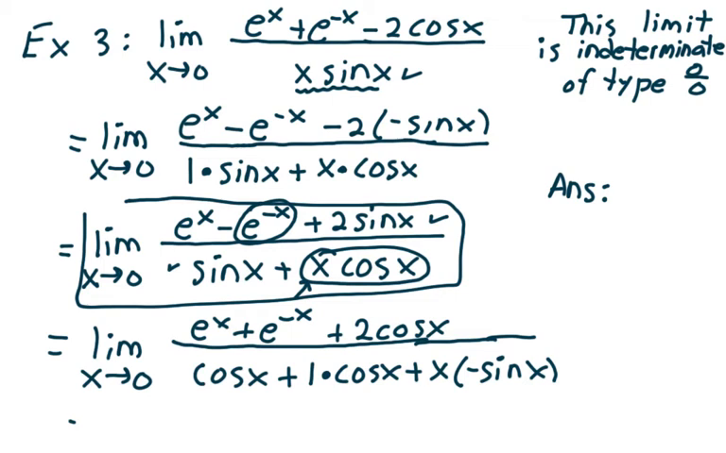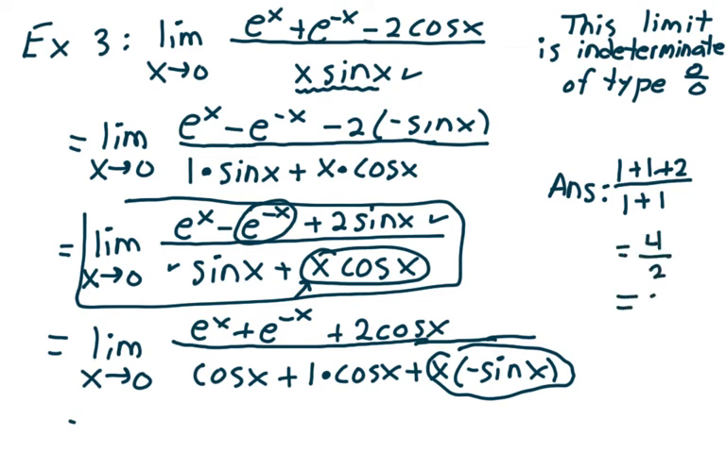As x goes to 0, e to the 0 is 1, right? So I get 1 plus 1, right? Cosine of 0 is 1. 1 times 2 is 2. So I get 1 plus 1 plus 2 divided by 1 plus 1. Because remember, as x goes to 0, this term is going to go away. And so here you get 4 over 2, which is 2. And that's the answer for example 3.